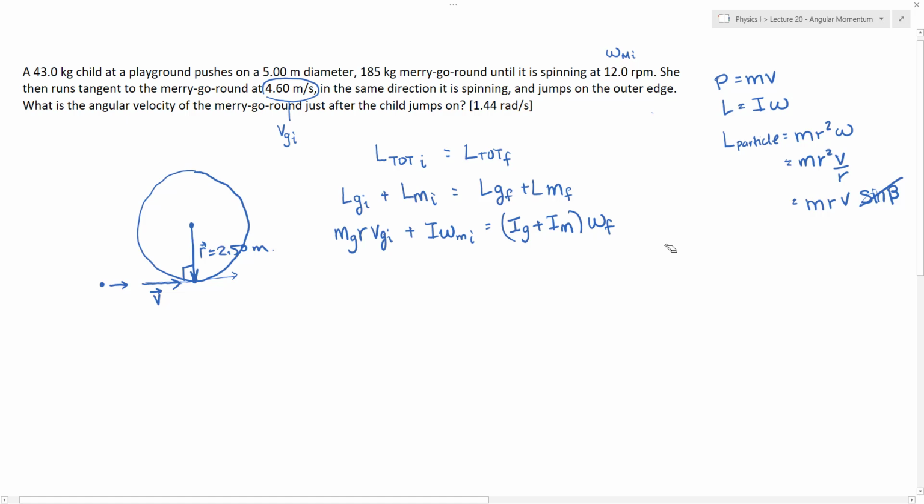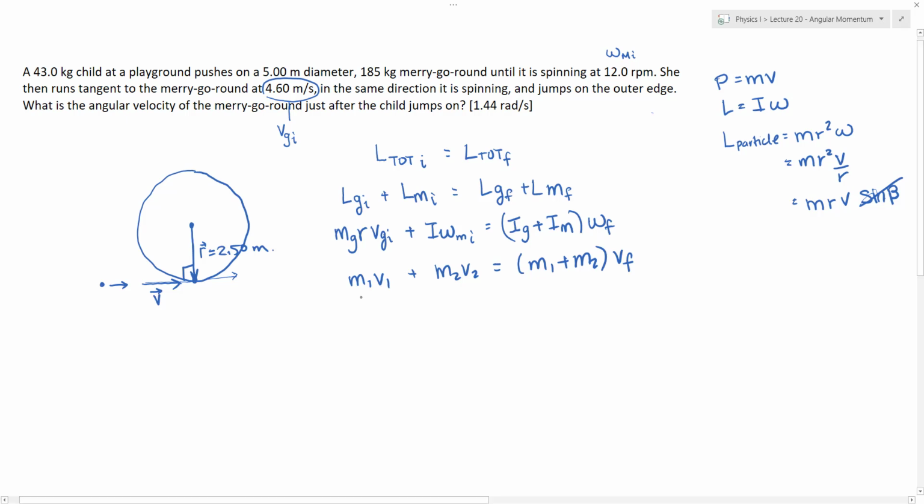Okay, so this is similar to when we did linear momentum. We'd say m1 v1 plus m2 v2 equals (m1 plus m2) v final. We did this when we knew that we had an inelastic collision. Well, this is an inelastic collision because the girl jumps on the merry-go-round and now they're stuck together. She's staying on top of the merry-go-round as it spins, so they're spinning together.